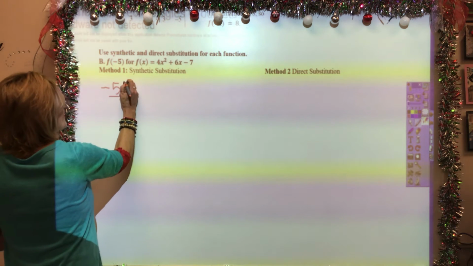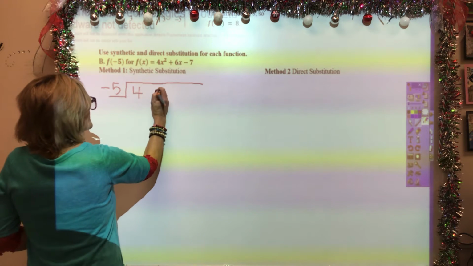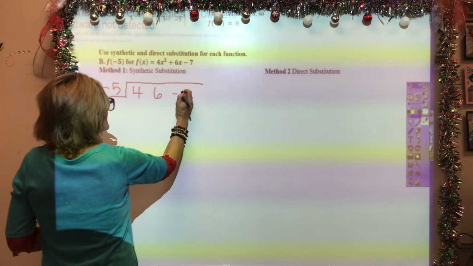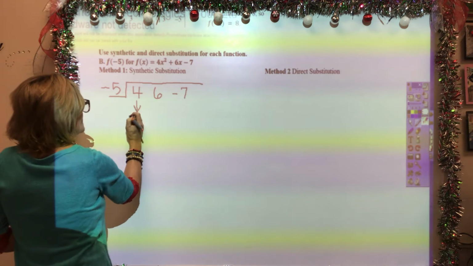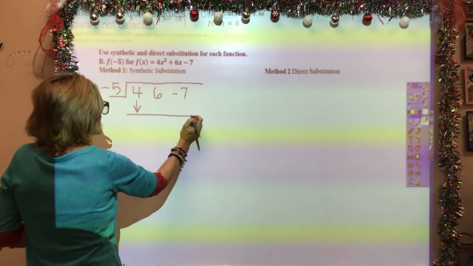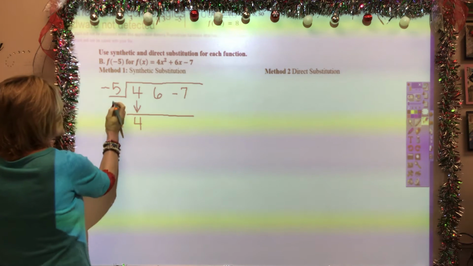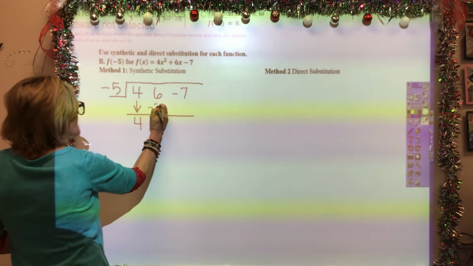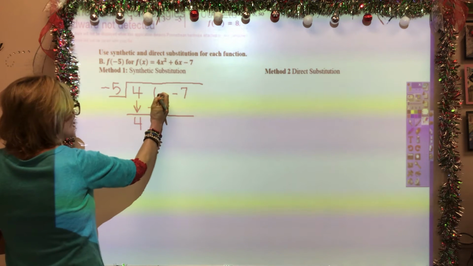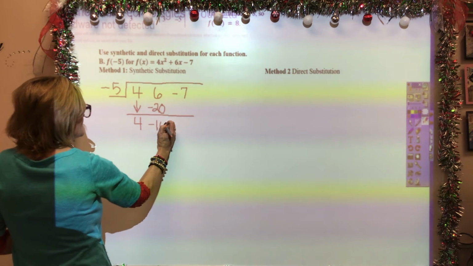And then we're going to divide by the coefficients. We put 4, we put 6, we put negative 7. We drop down an arrow, put a line under the arrow, bring the 4 under the line. And we multiply. Negative 5 times 4 gives us negative 20.